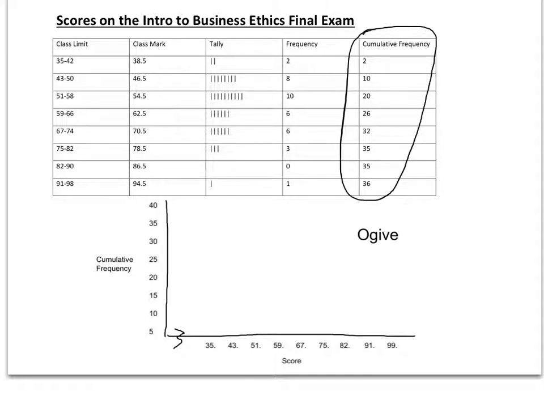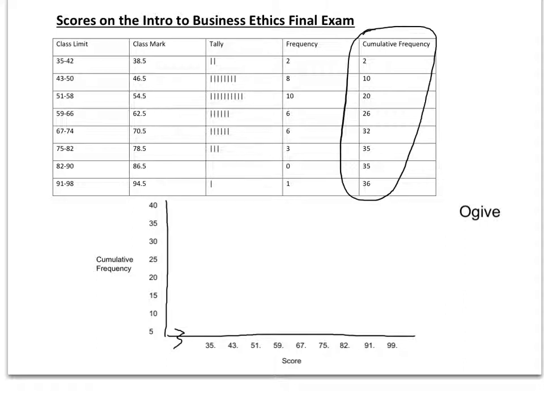even though it looks like ogive is spelled like this, is really nothing more than a line graph. It's going to tell us what's happening as we move up the classes. It's going to sort of tell us where the big jumps are and where the plateaus are, if you will. So what we're going to do is simply focus on the cumulative frequency, and we're going to focus on the class marks, and I'll talk about that in one second.